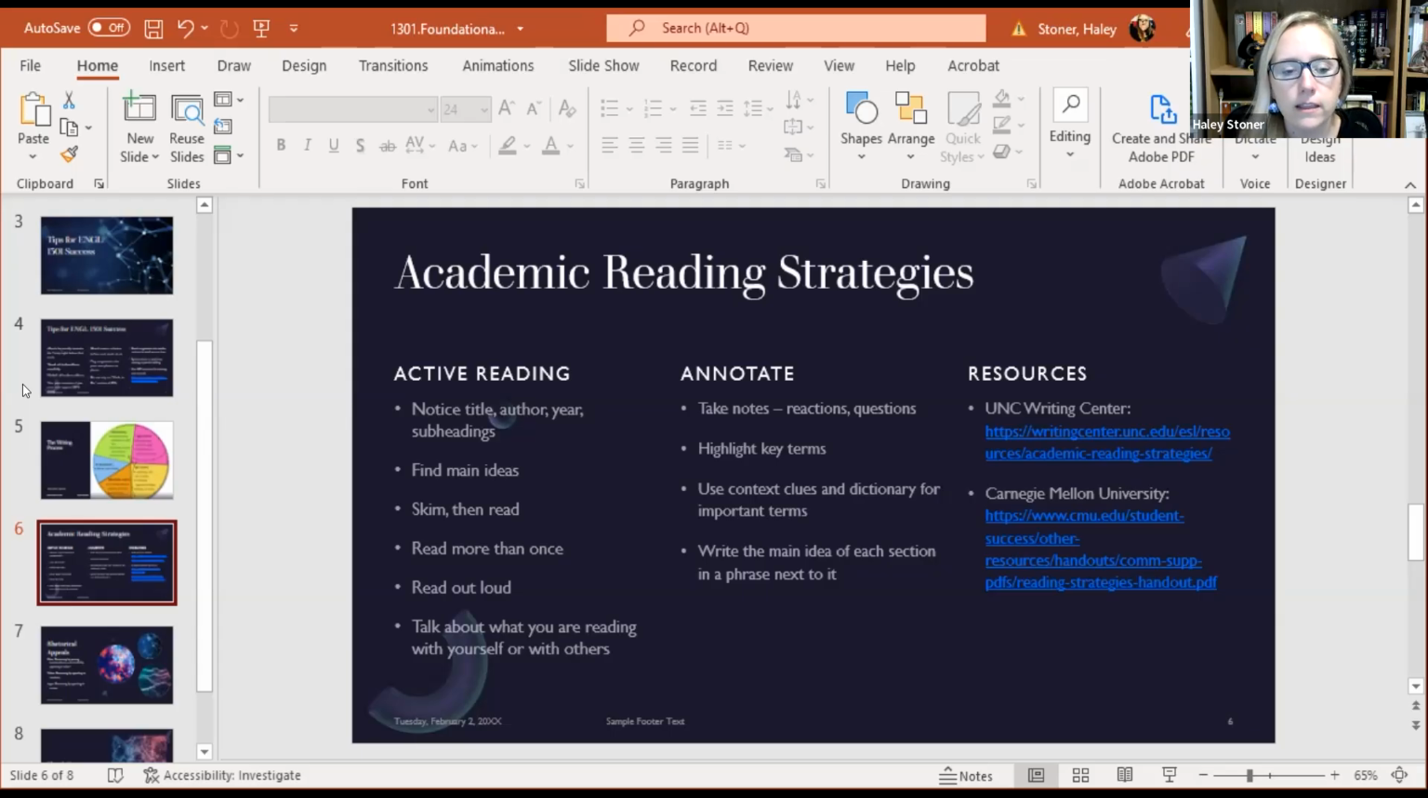Skim over that and then go in and read. So skimming is good. You can usually find the places where you need to go in and do some reading in depth. And skimming can also help you get a good overall picture of what's going on. Make sure you read more than one time instead of reading just one time. So read more than once.